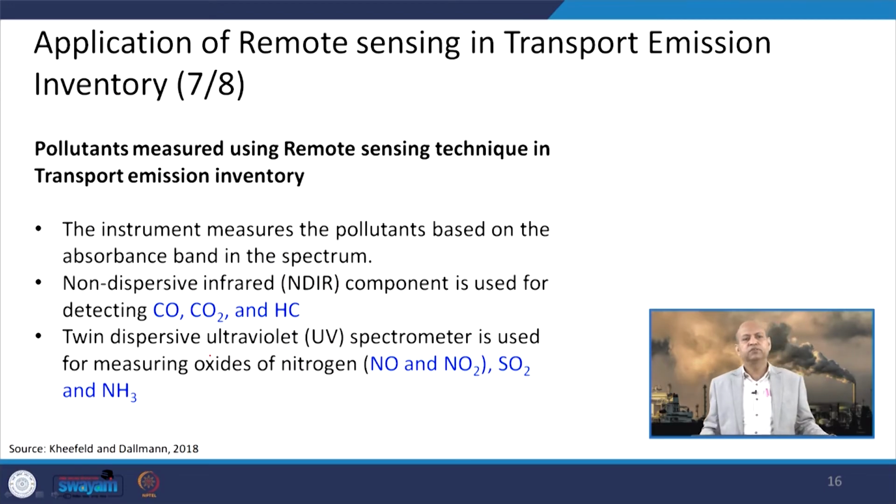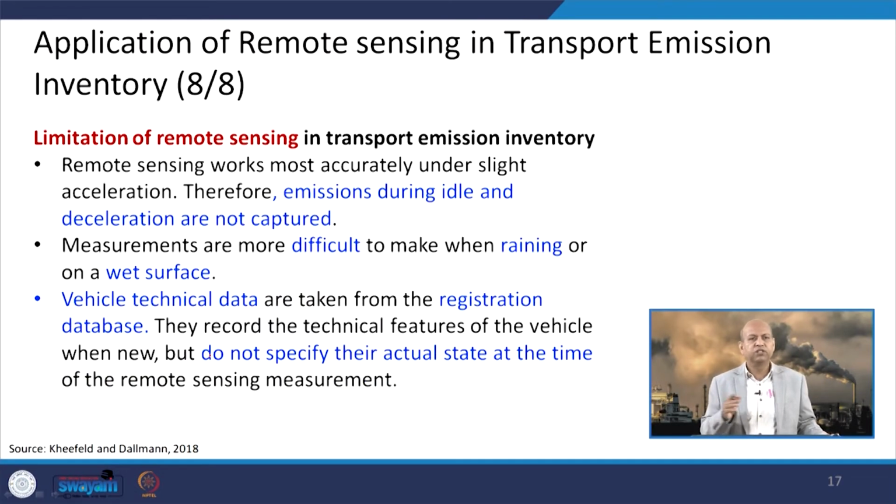Well, when we talk about the pollutants measured using remote sensing techniques, then we see that the instruments which are measuring the pollutants are based on absorption band, okay, of a spectrum, a particular range is there. Then non-dispersive infrared, NDIR, component is used for detecting carbon monoxide or CO2 or hydrocarbons, and twin dispersive ultraviolet spectrometer is used for measuring the oxides of nitrogen like NO and NO2, and also SO2 and ammonia. So, that way the difference is there.